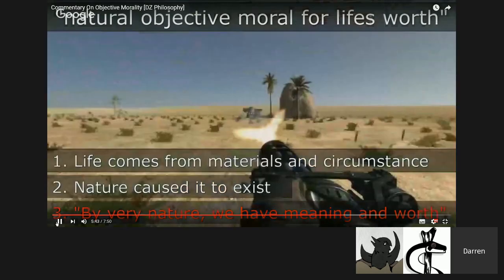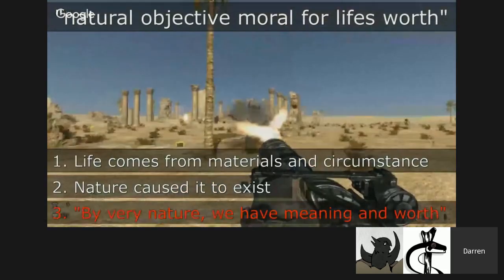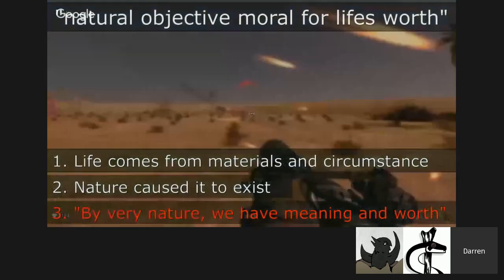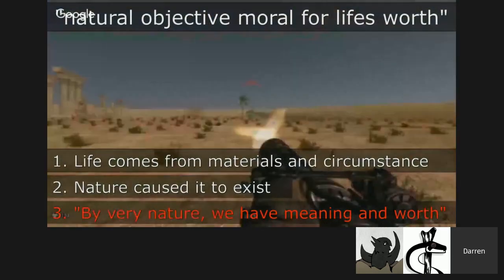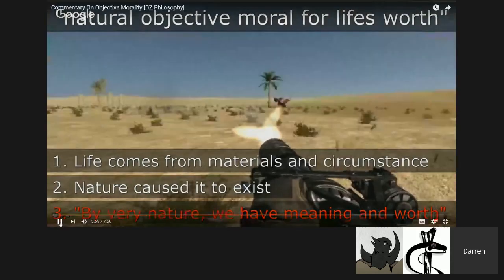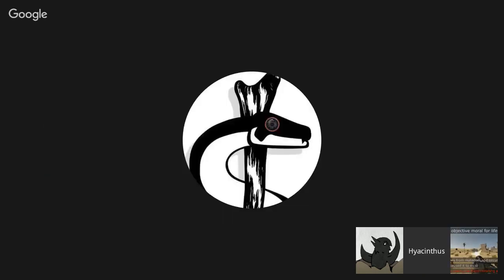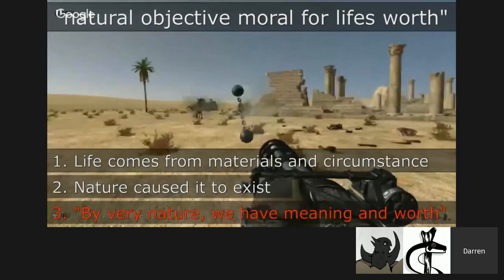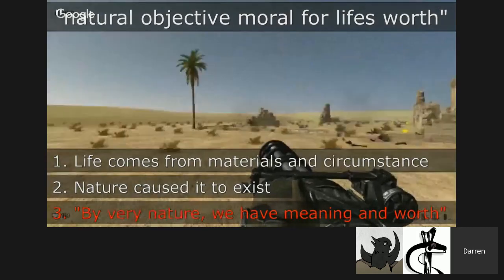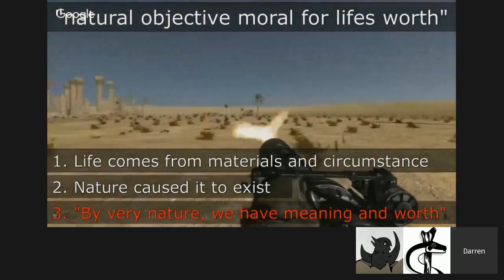To be honest, I'm actually thoroughly impressed. I never thought I would ever taste such a delicious word salad. Gross. Natural, objective, moral for life's worth. Okay, now two of these words are contradictory, actually. Yeah. Objective and worth. They cannot coincide, because worth is something that is determined by a person.